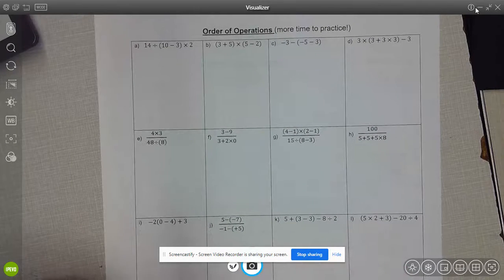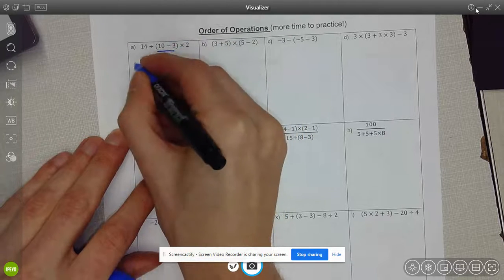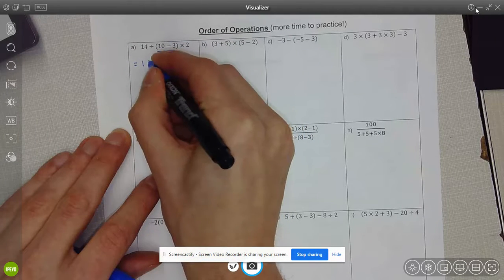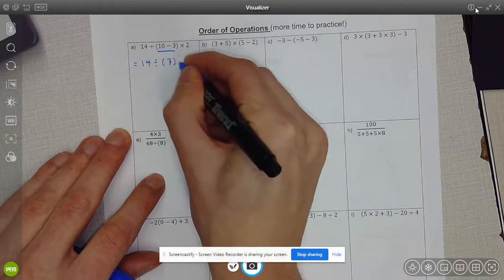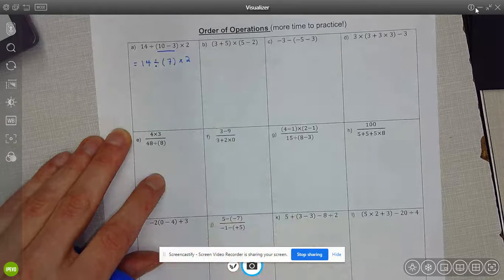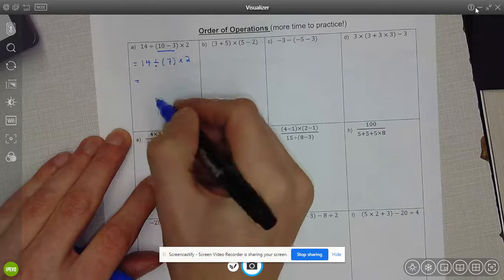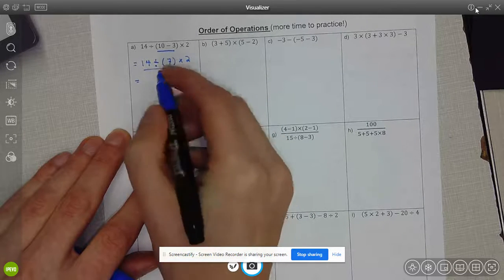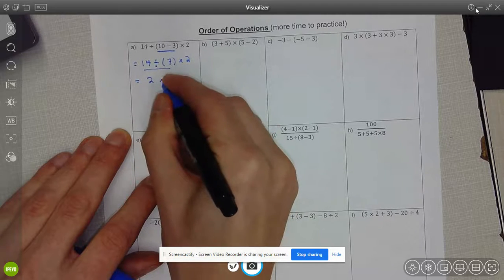So remember, we have to do what's in the brackets first. So I need to do 10 minus 3 first, even though usually we don't do subtract until after multiply or divide. Now it's just a normal order of operations problem. Divide or multiply, I go from left to right. 14 divided 7 is 2. I copy down the times 2. And then 2 times 2 is 4.